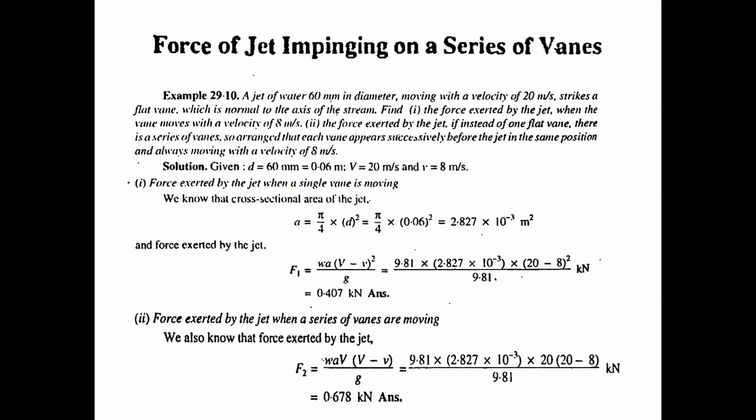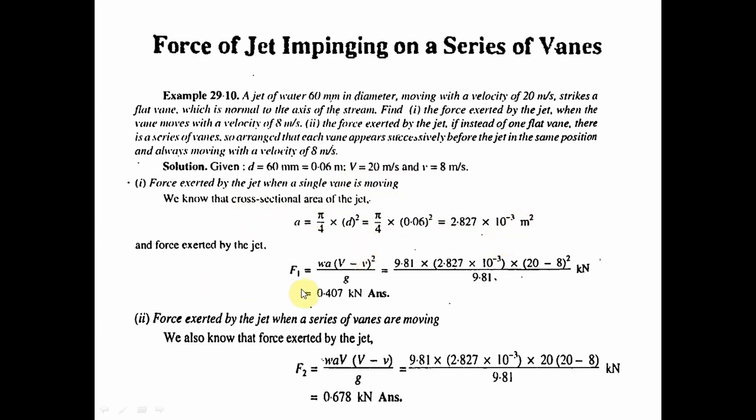It is given that diameter is 0.06 meters, velocity is 20 meters per second. So force exerted by the jet on a single moving vane: we know that cross section of the jet is pi by 4 into d square, pi by 4 into 0.06 whole square, that is equal to 2.827 into 10 raised to minus 3 square meters.